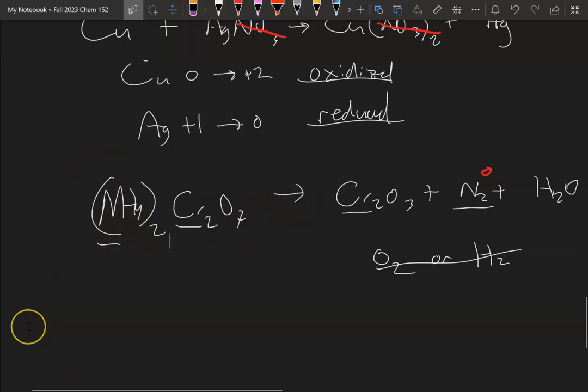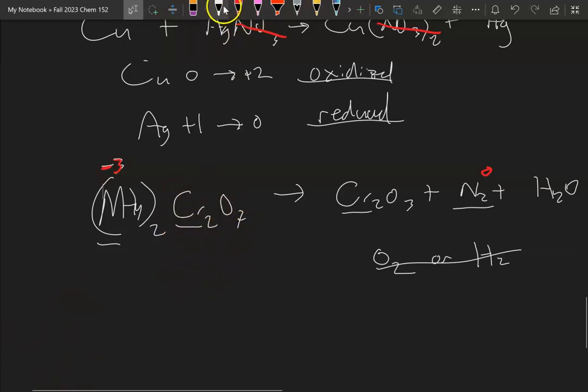So now on the left side, the nitrogen is -3. You say, well, how do you know that? Look at the periodic table. Nitrogen is in group 5A, which is -3. All right. Chromium, however, is a little bit more involved.